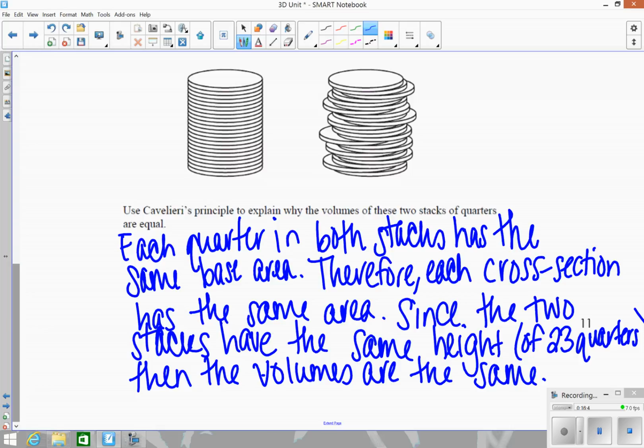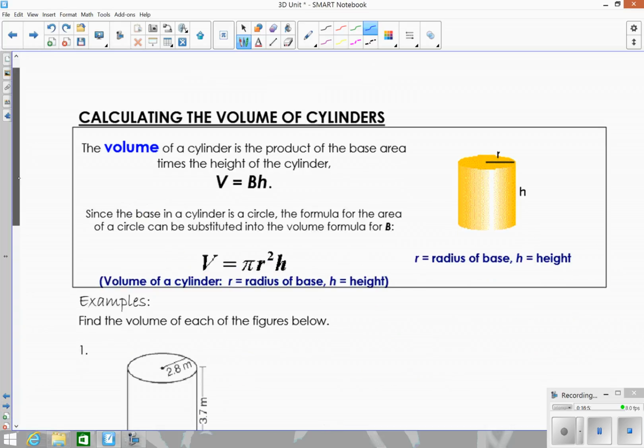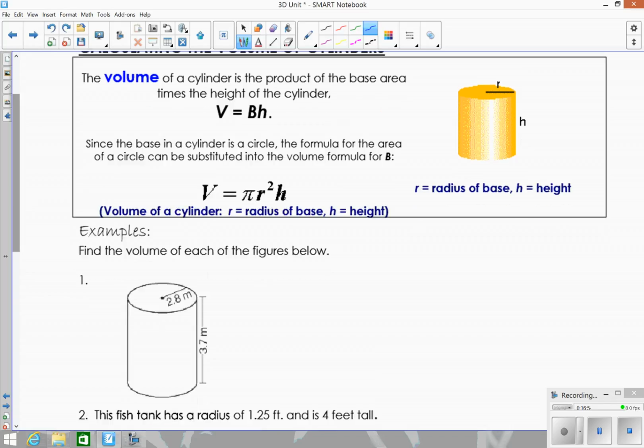So then the last thing we're going to look at is just doing a couple calculations, and then you guys will finish these up. So on the next page here, we look at calculating. So like I said, you can think of it as the area of the base times the height, but for cylinders, the area of the base will always be a circle, so it'll always be pi r squared times h. And this is right on your reference sheet. So you don't really have to memorize it because it's on your reference sheet. And remember, your reference sheet's right in the front of your note packet.